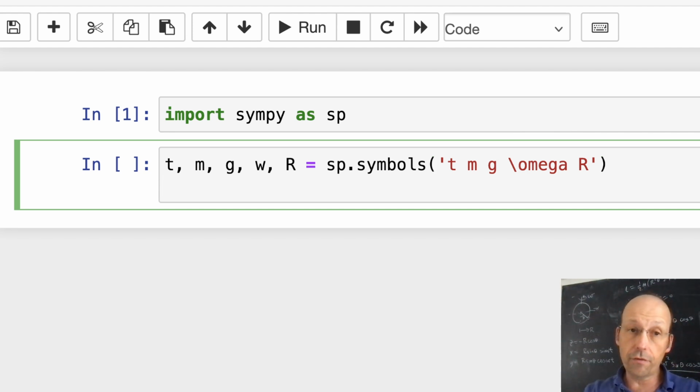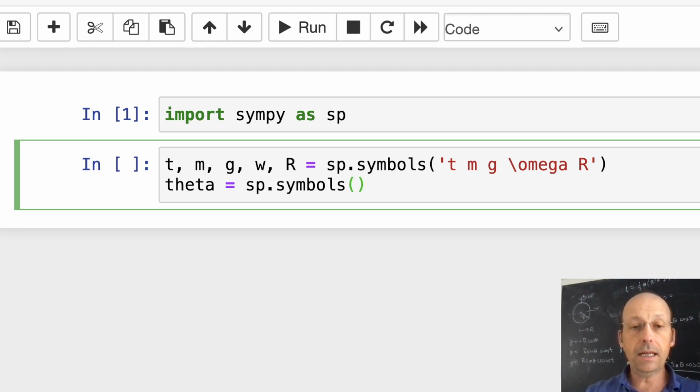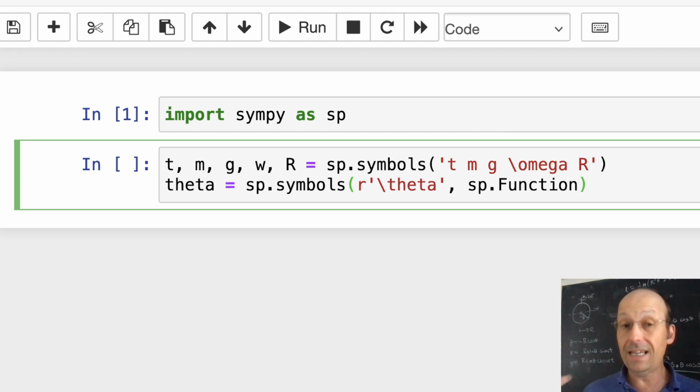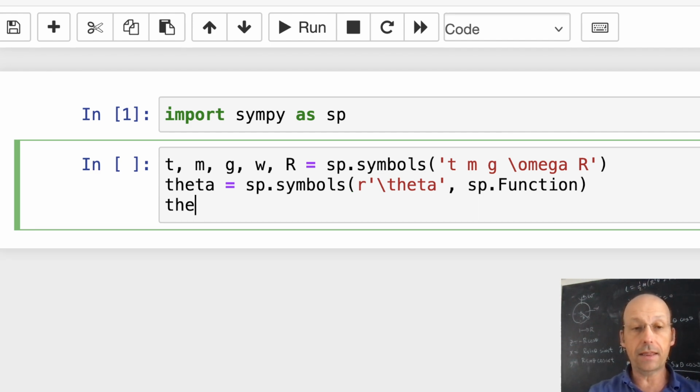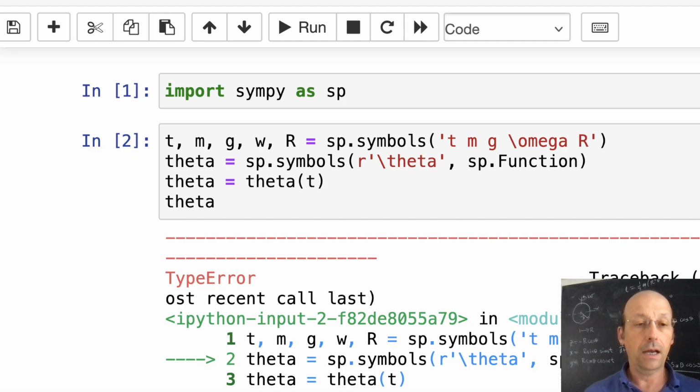Now I do have another variable, and my other variable is going to be theta. Theta is going to be sp.symbols, but it's different. I've got to put an r right there because otherwise, if I start with a slash, it's going to return. So r theta. If you want to just use a normal word, that's fine. And then I'm going to give it a class of function. That means theta is going to be a function of something else. t, m, g, omega, r are just values. Now I can define theta as a function of time. And just so you can see, if I print theta, I get an error.